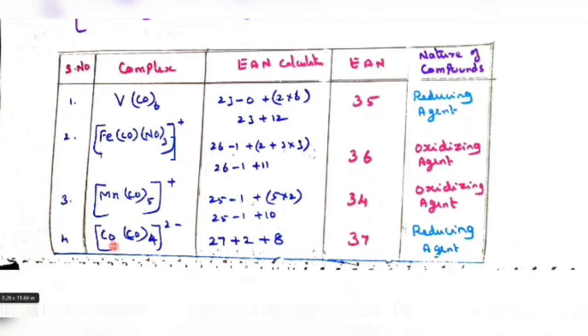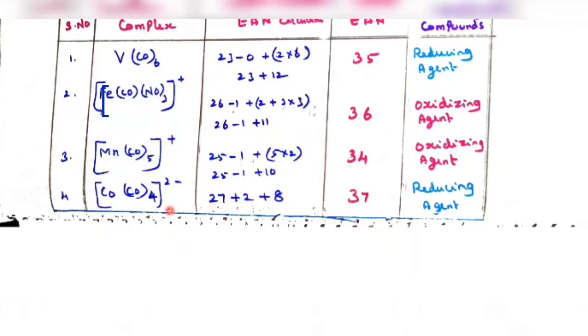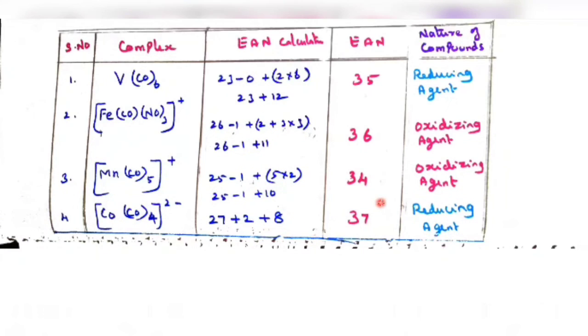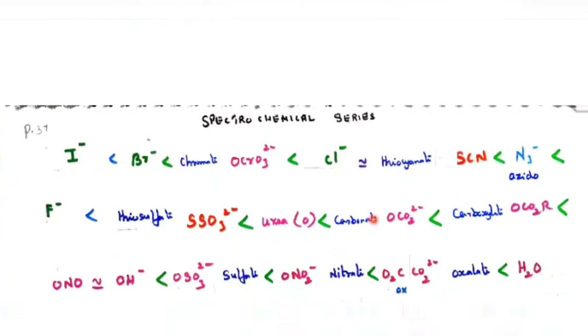Then manganese atomic number is 25. It has a -1 valency. It is 5 unidentate, 5 into 2, 10. So 34. Next cobalt carbonyl, atomic number 27, the oxidation state is +2, and here it is acquiring unidentate 4 into 2, 8, 37. You just see, even numbers, 36 and 34, are oxidizing agents, odd numbers are reducing agents. Thank you, students.